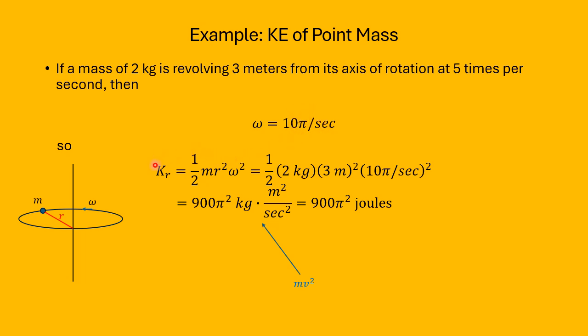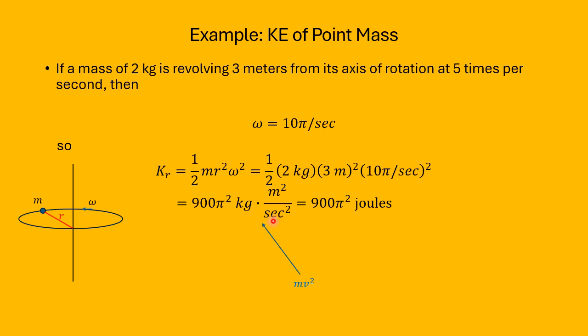So in that case, the kinetic energy given by 1/2 m r squared omega squared is going to be 1/2 times the mass, 2 kilograms, times the radius, 3 meters, squared as we see here, times the value of omega, 10 pi per second, also squared as we can see here. And if you multiply all these down and do the arithmetic, what you get is 900 pi squared kilogram times meter squared per second squared.